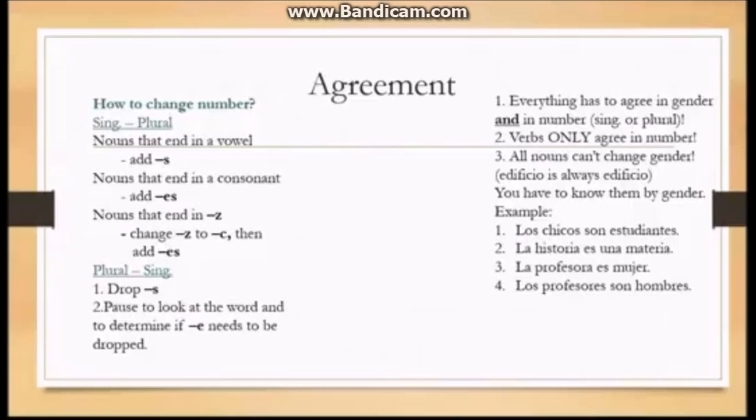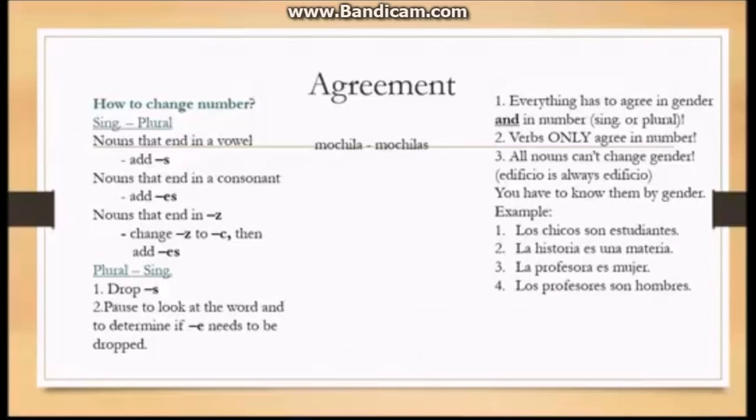When choosing when to use a definite or indefinite article, it's about what you want to say. Do you want to say a student, un estudiante, or the student, el estudiante? Let's practice changing the number of some nouns.